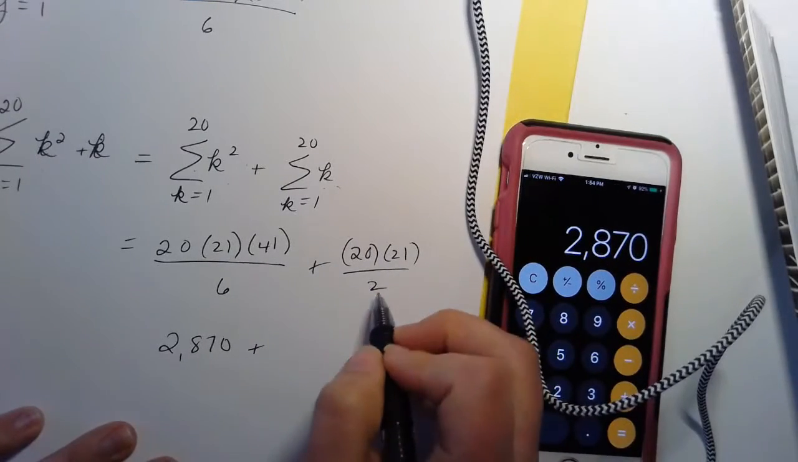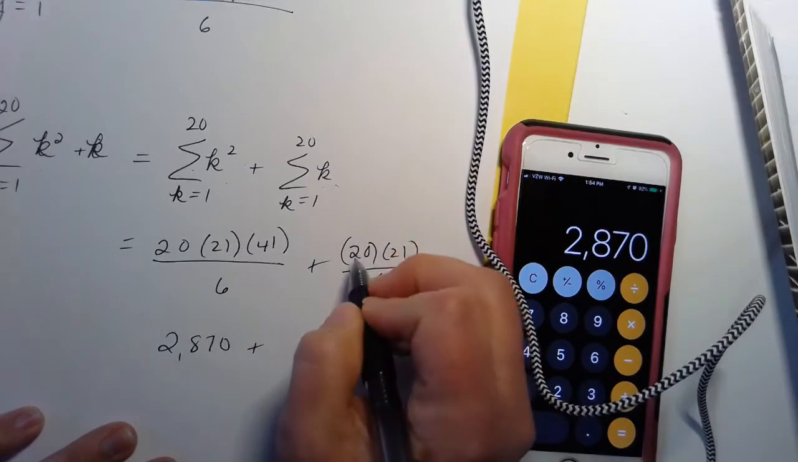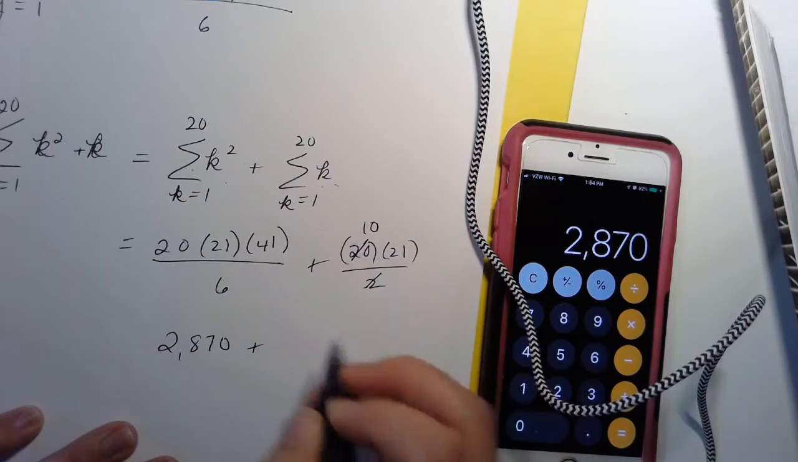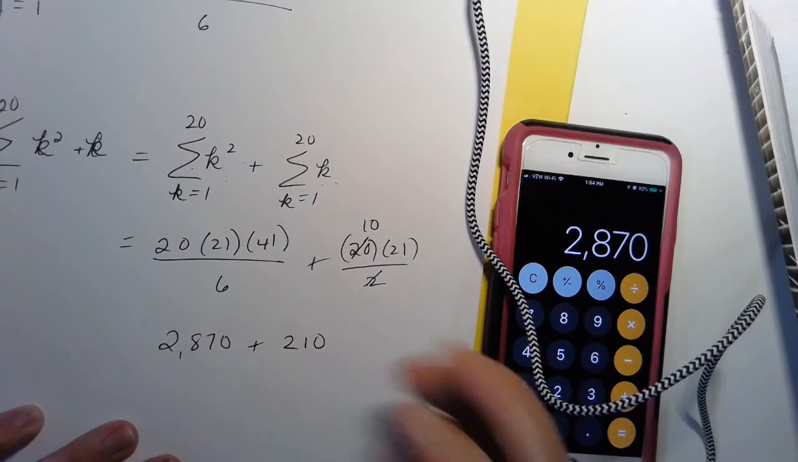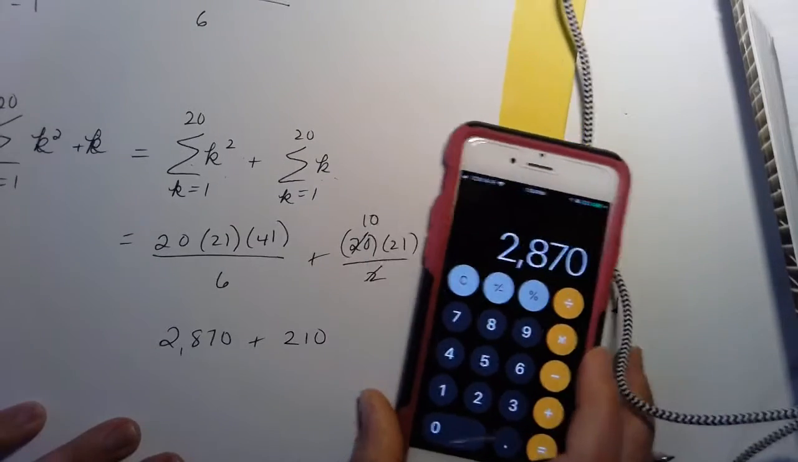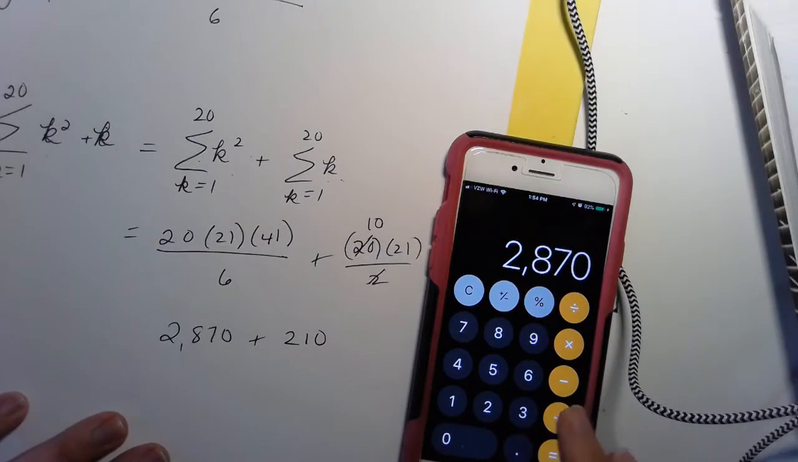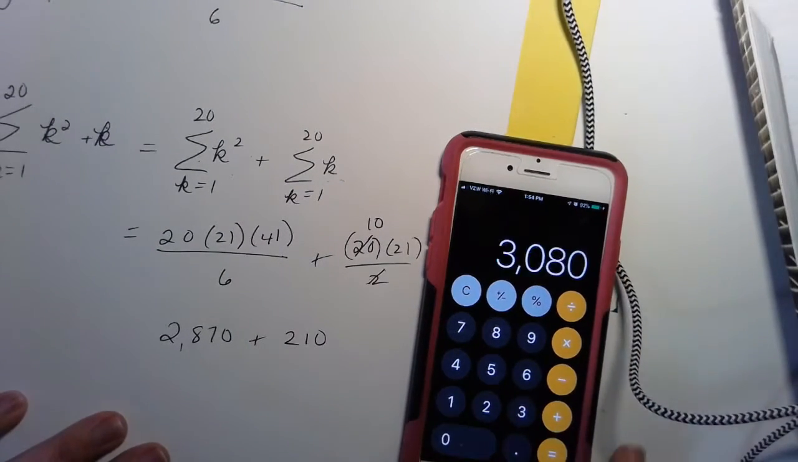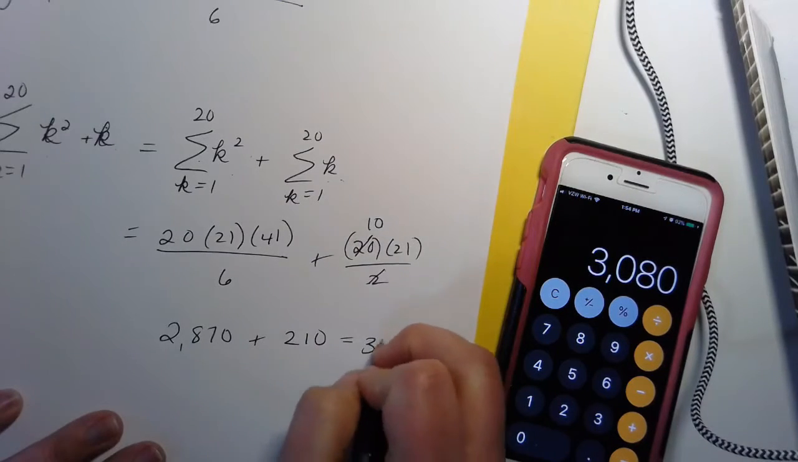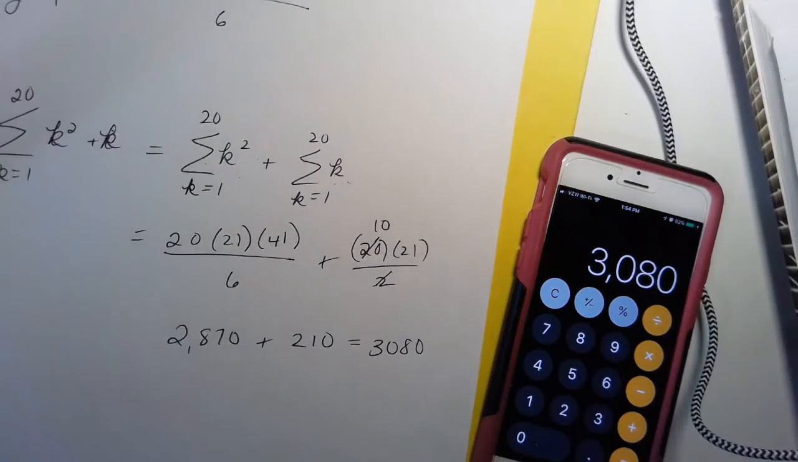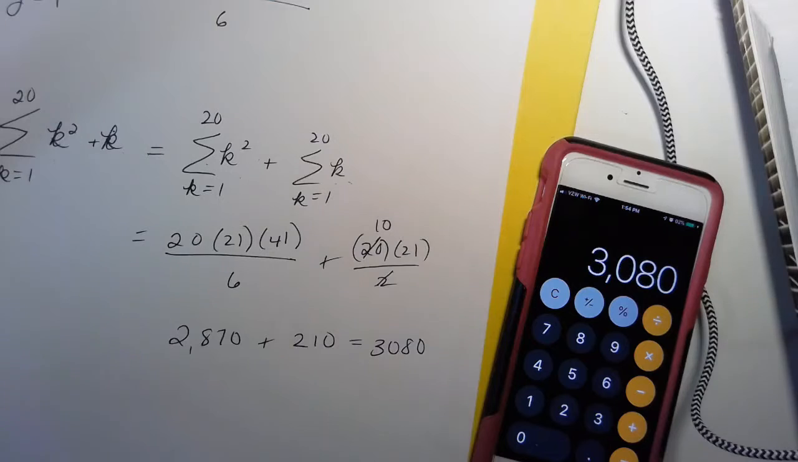And then over here I can simplify, this is 10, and then 10 times 21 is 210. So if I take my 2,870 and I add 210 to it, then I end up with 3,080. And I didn't have to do 1 squared plus 1, plus 2 squared plus 2, plus 3 squared plus 3, and so forth and so on.